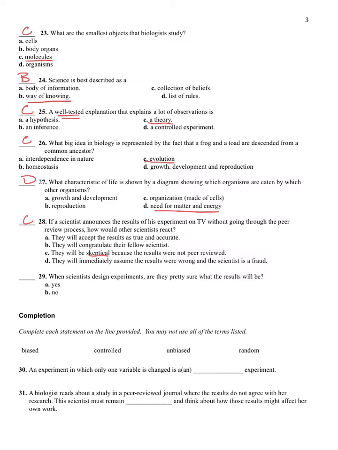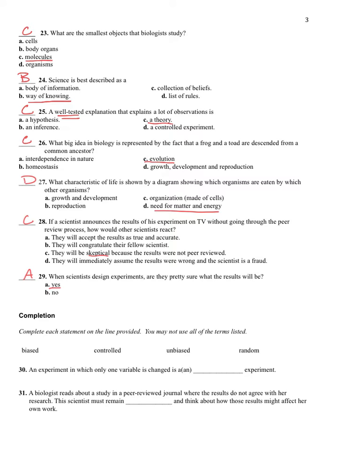Number 29. When scientists design experiments, are they pretty sure what the results will be? And oftentimes that is yes. Scientists make an educated guess when they make a hypothesis, meaning that they know a lot about the subject, they just don't know the answer to that specific question. But because they have a lot of background information, their hypothesis is often accurate.